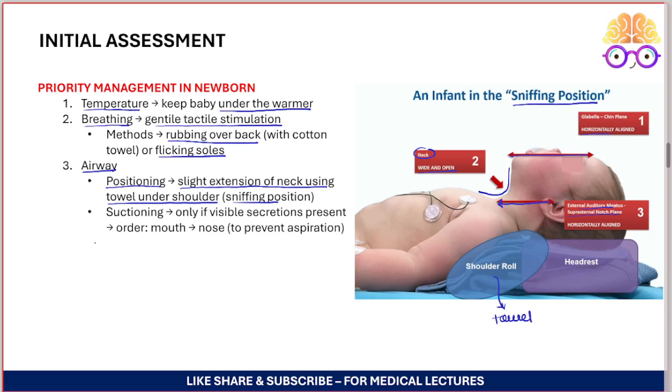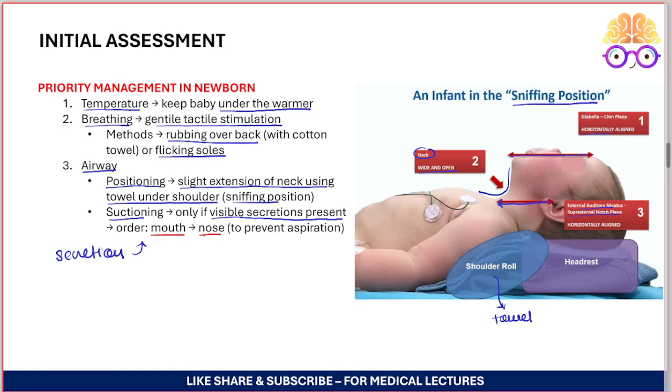Okay, and then if there is some kind of secretion, at that time we need to perform suction. But we do it only if visible secretions are present. And here the most important thing is, whenever we are doing suction, we should always and always, even in adults and pediatrics, remember that the order should be from mouth to nose.